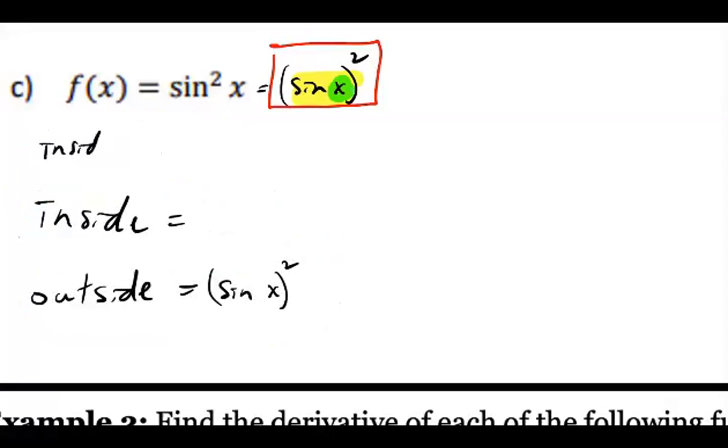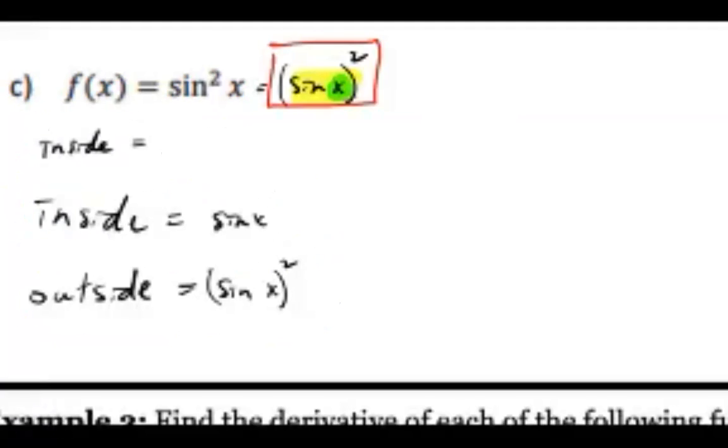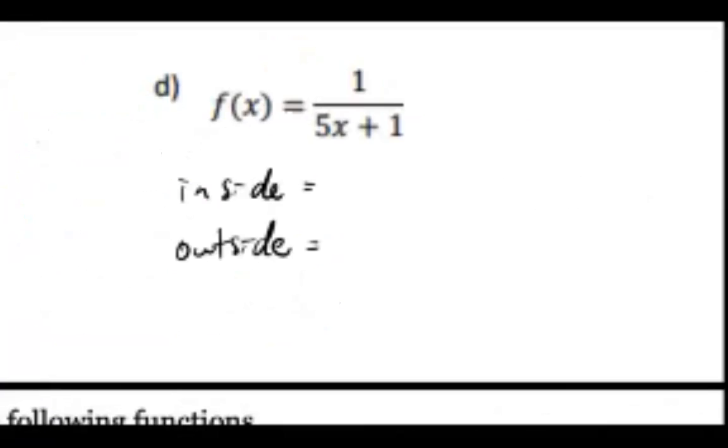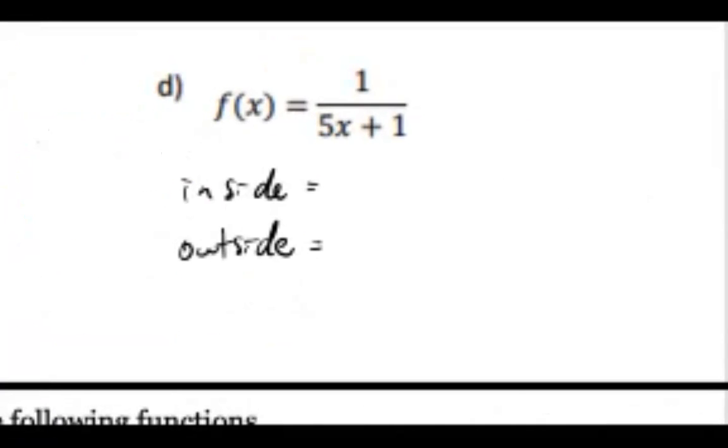So when I say inside, the first inside is sine of x, and then the next one is x. That one's got 3 layers in it. Most inside, middle inside. Okay. This one's only got 2 layers.